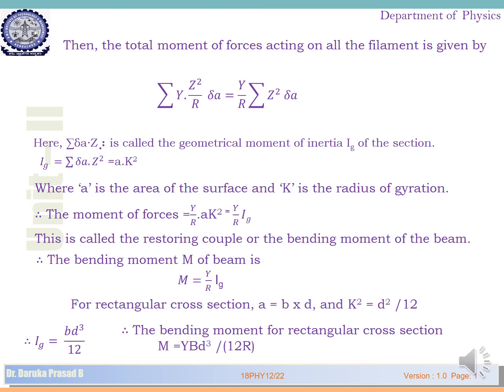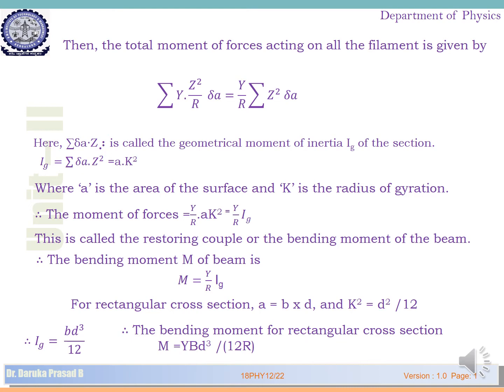Ig, the geometrical moment of inertia for a rectangular cross section, you can write as area, that is breadth into thickness, and the radius of gyration square, K square, is D square by 12, where D is the thickness of the beam. These are known things, you need not derive them separately. Let us consider them as known equations. Then the expression for Ig becomes BD cube by 12. Therefore, the bending moment for a rectangular cross section becomes Y B D cube divided by 12R.